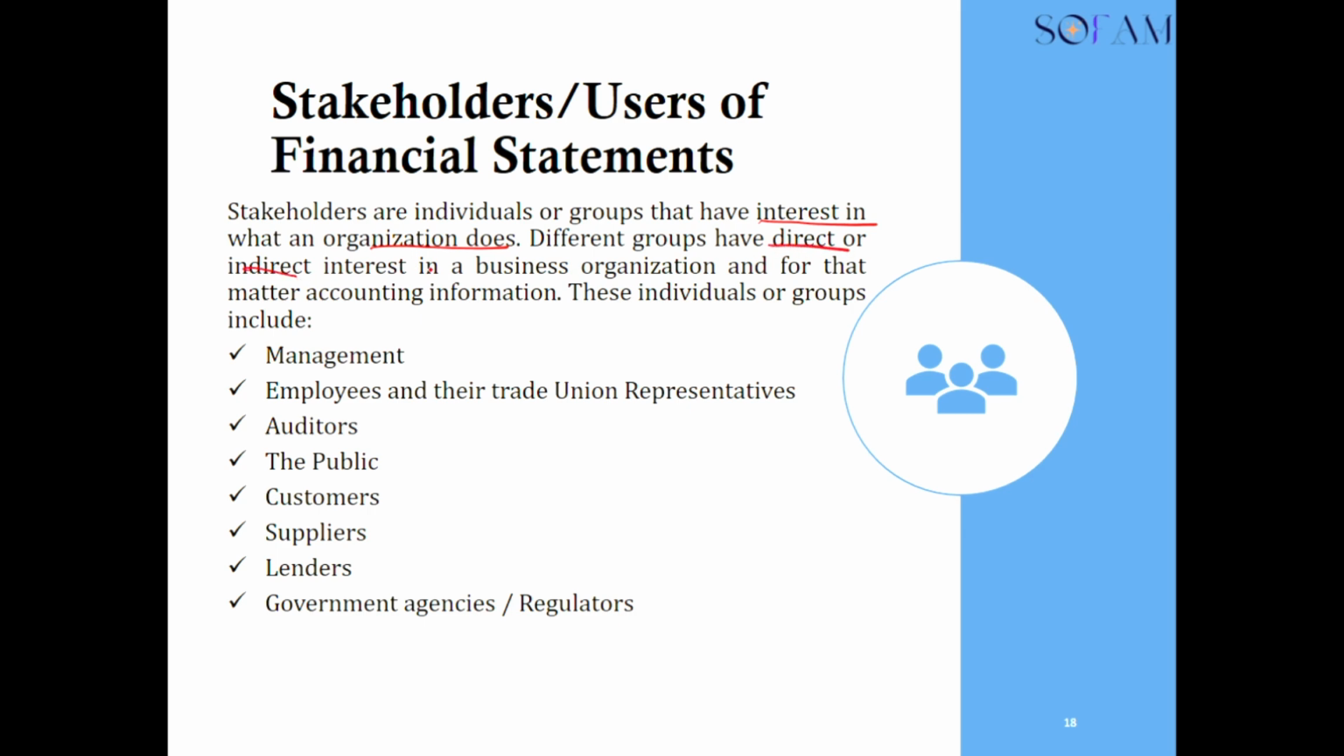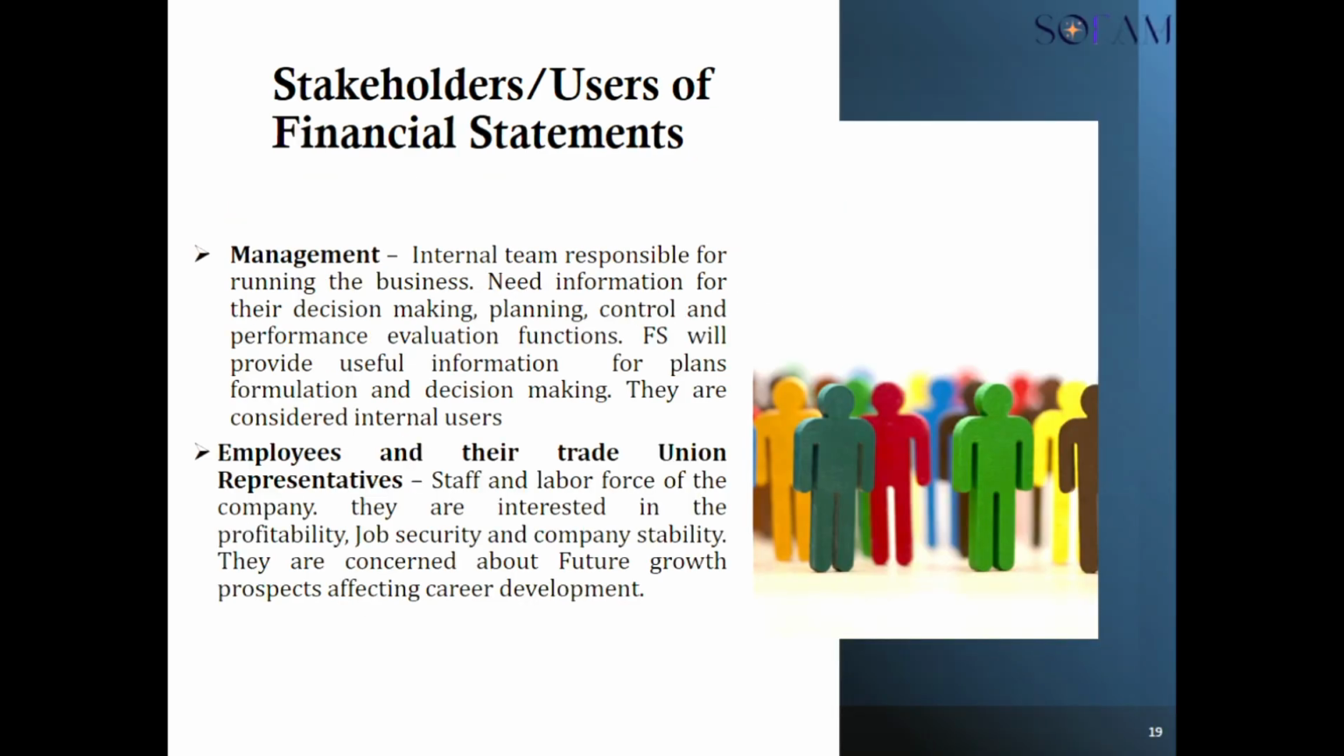indirect interest. Now, these individuals or groups are made up of the management of the organization, the employees and their trade union representatives, auditors, the public, customers of the company, the suppliers of the company, lenders, and government agencies or regulators. Now, we'll be looking at who these guys are and what their information needs are.